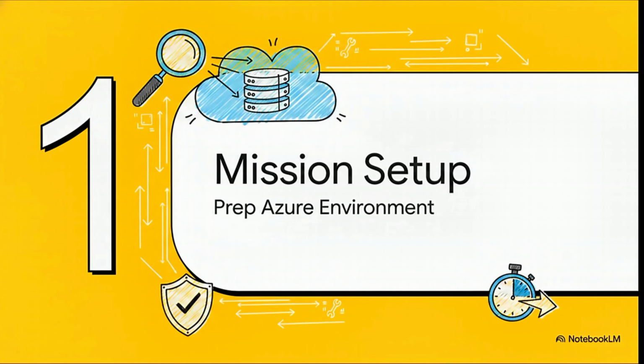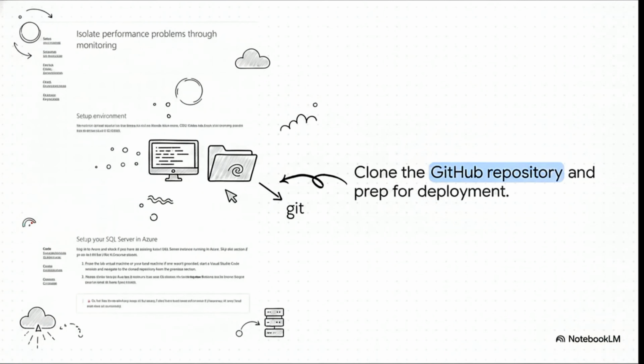Okay, Section 1, Mission Setup. Let's get our Azure environment prepared. Now, before we can solve the crime, we kind of need a crime scene, right? To get the lab files, you'll need to pull them down. Just open up Visual Studio Code, fire up the command palette, and clone the official Microsoft DP-300 Database Administrator GitHub repository. You'll definitely want to save this right into a local lab files folder.